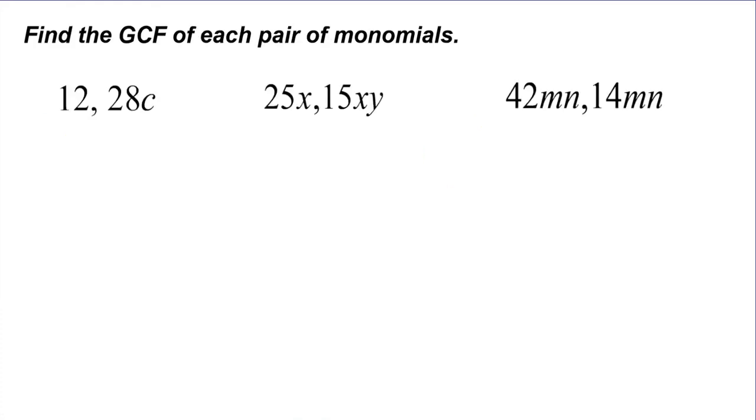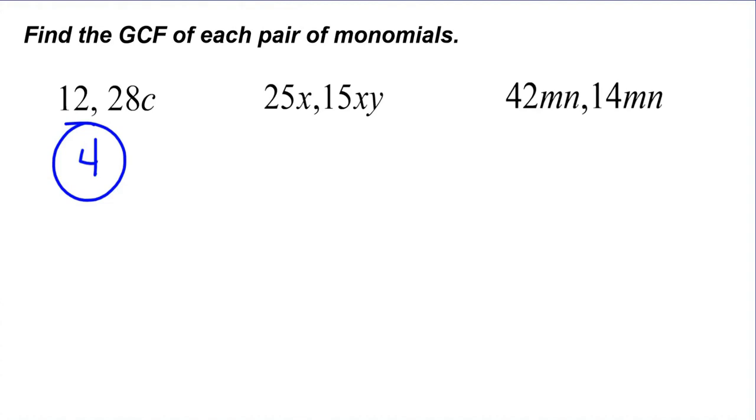So there's just a quick overview of finding greatest common factors. Let's try a few more just to see if we can get the hang of this. If you'd like to pause the video and see if you can get these on your own first, that would be great. But I'm going to do these right now. The greatest common factor of 12 and 28c. Well, the greatest common factor of 12 and 28 is 4. And 12 does not have a factor of c, so I'm not going to put a c in there. So the greatest common factor of these monomials is 4.